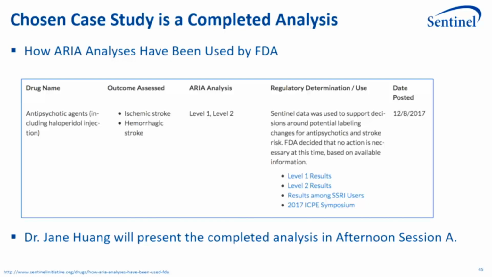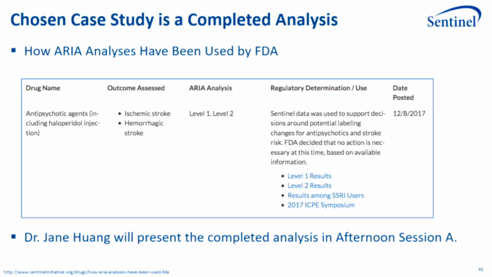The chosen case study that we have for you today is a completed analysis. On the page titled How ARIA Analyses Have Been Used by the FDA, which you see referenced in the lower left-hand corner, there are a number of rows. Those rows indicate when the FDA has asked a question, when we've given them a report, and when they've taken that report and made their own regulatory determination. When they finish that, they publish to the public website an indication of how they used that information and how it helped them make their regulatory decision.